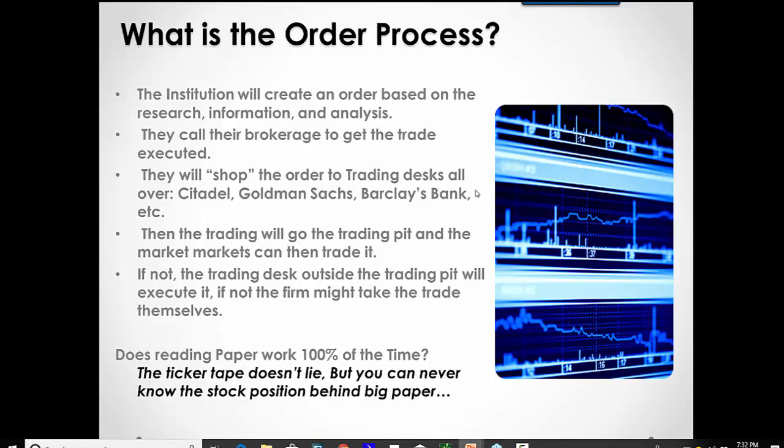Hey, I think EA can trade above 134 by next week. What option should we buy? They'll place an allocated trade. Okay, so let's say they go, I think the example we have is Hain Celestial. So they'll buy Hain calls. Okay, they shop the order. They say, hey Citadel, hey Goldman, hey Barclays, do you want to sell any of these calls?